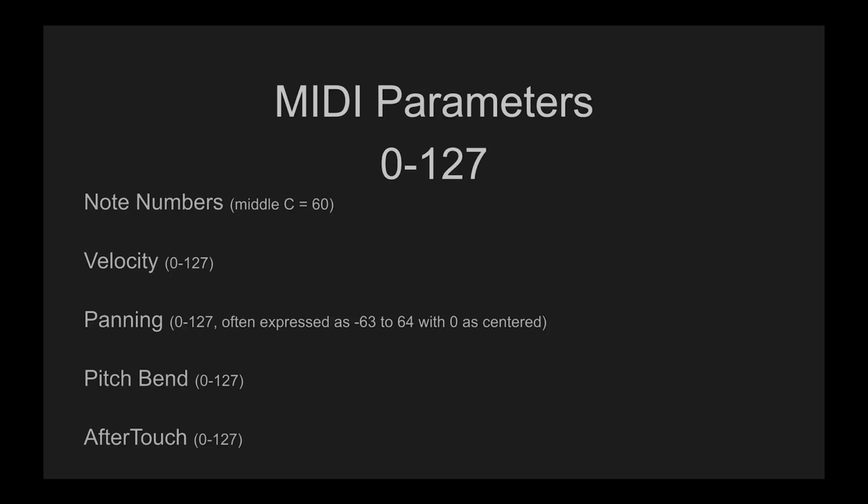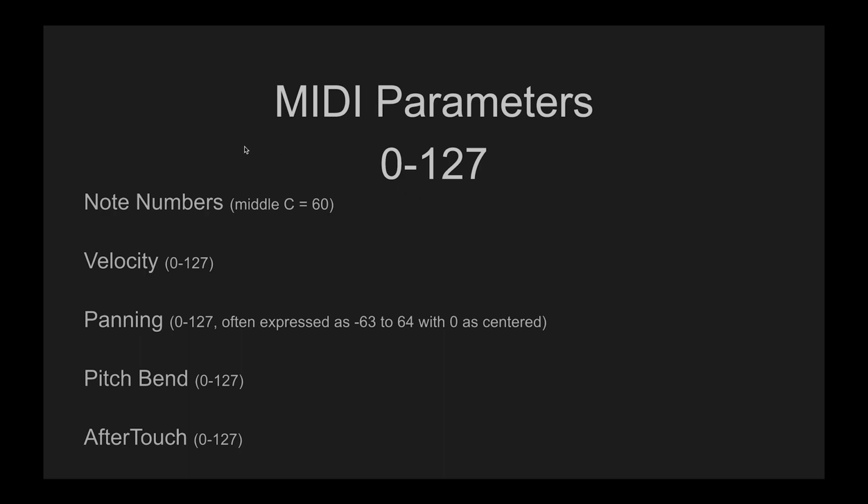So MIDI parameters specifically, they are values between 0 and 127. And this is a very old protocol, obviously, it's very low resolution. That will be changing. There's something called MIDI 2.0, which has been developed and is hopefully going to be the new standard. And it gives you way more resolution in your audio or your MIDI signals.